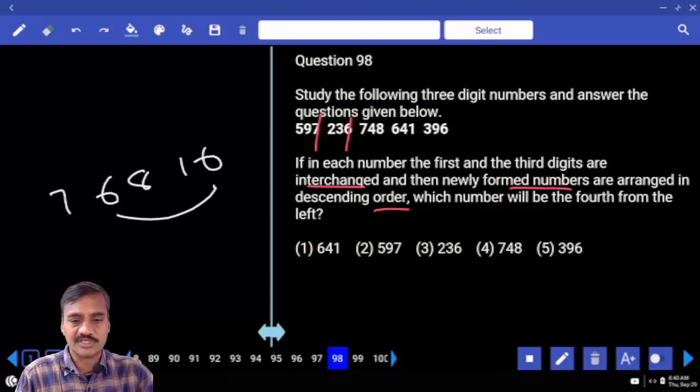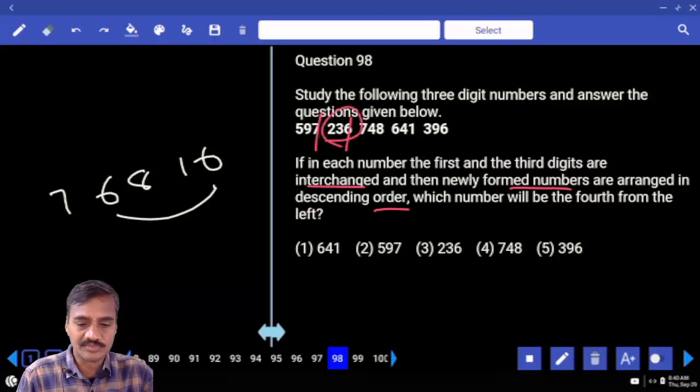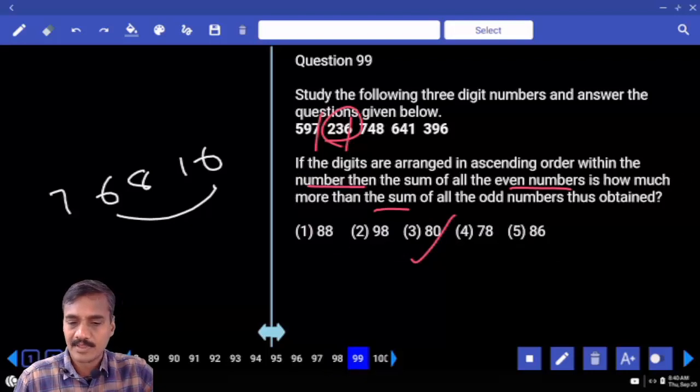632 and 693, which is the lowest here? 632. We are getting 632 from 236. Choice 3, question number 98.